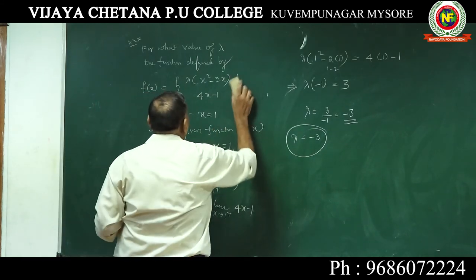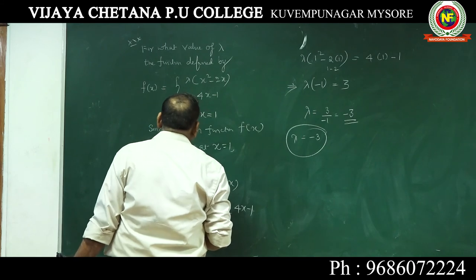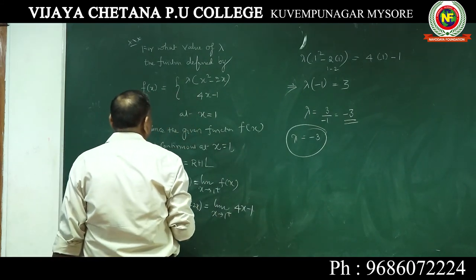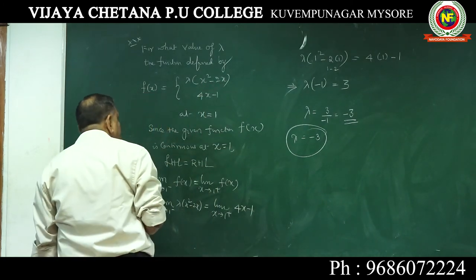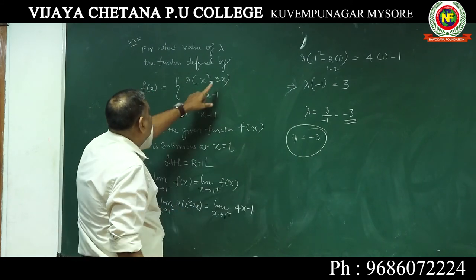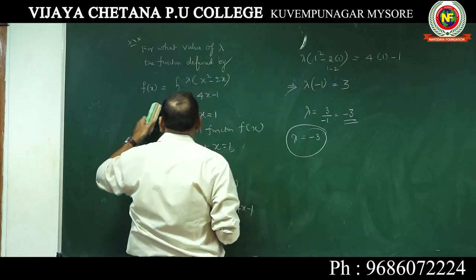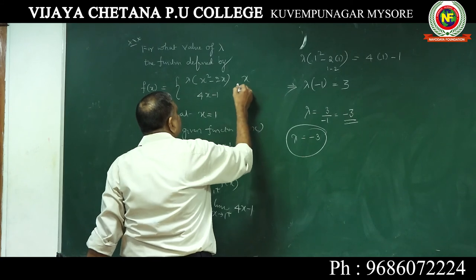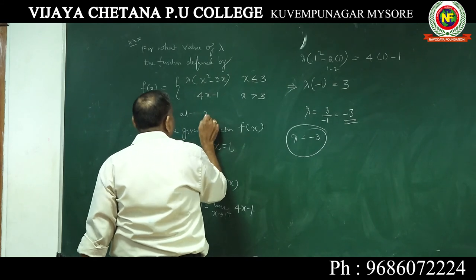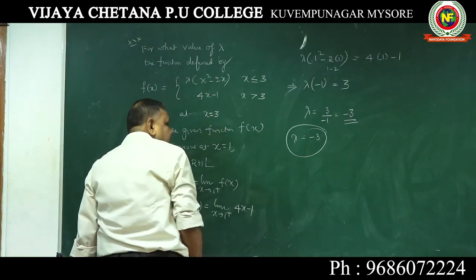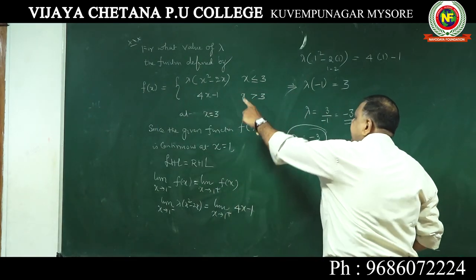For what value of lambda, the same thing you can take, lambda 2 square minus 2. Here also, 2 square, 2 into 2, is 4; for no value of lambda. Now take 3: 3 into 3 is 9. For what value of lambda is the given function defined by lambda into symbol x, for x less than or equal to 3, and x greater than 3, continuous at x equal to 3? Do this problem and practice well.